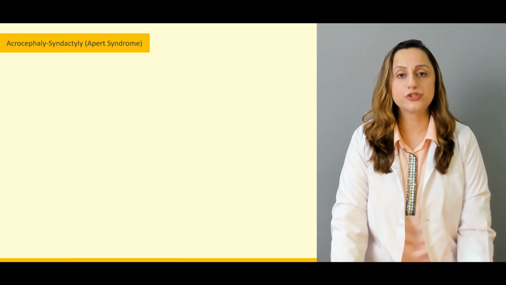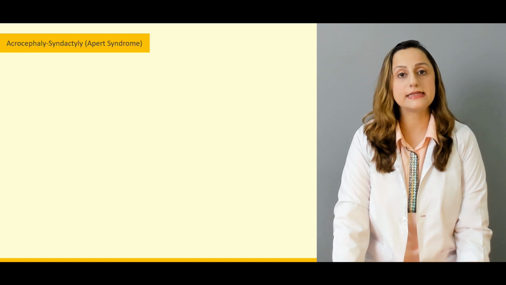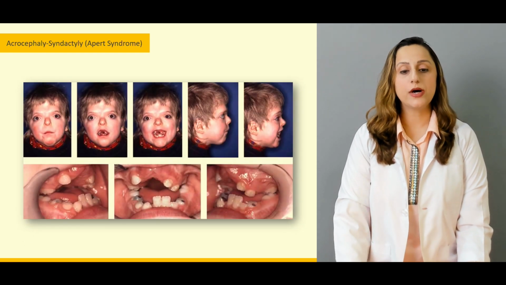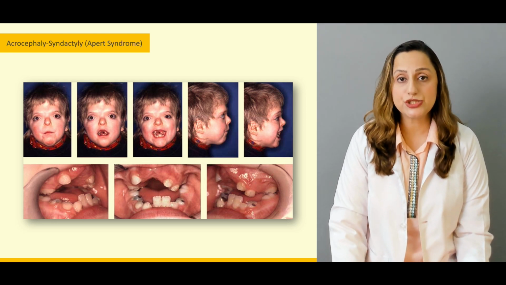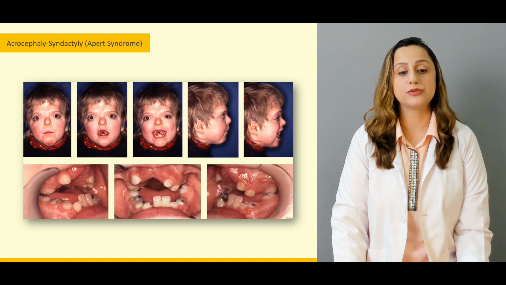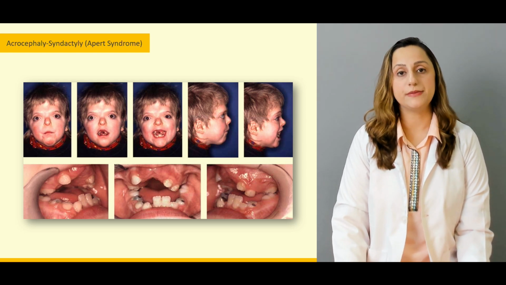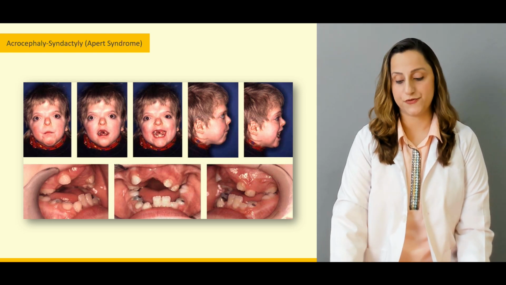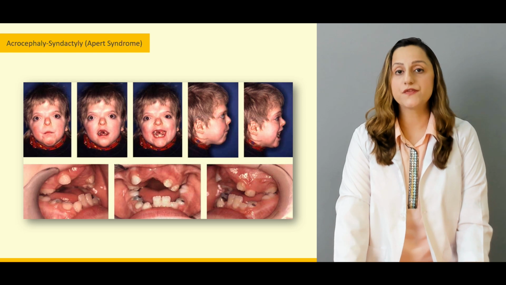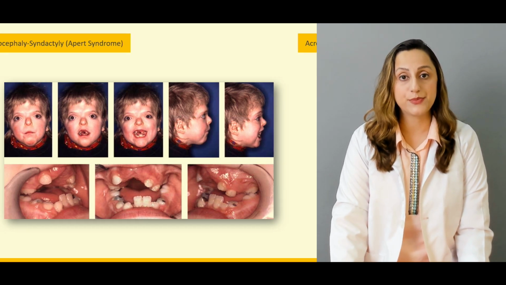Another syndrome, which is commonly known as Apert's syndrome. Acrocephaly-syndactyly is one of the features over here. We have an irregular dentition that is noted in these individuals. Again, there would be hypoplasia of the maxillary and the mandibular bone specifically that these children are suffering from. So this would be the kind of condition that is noted in this syndrome, which is known as Apert's syndrome.